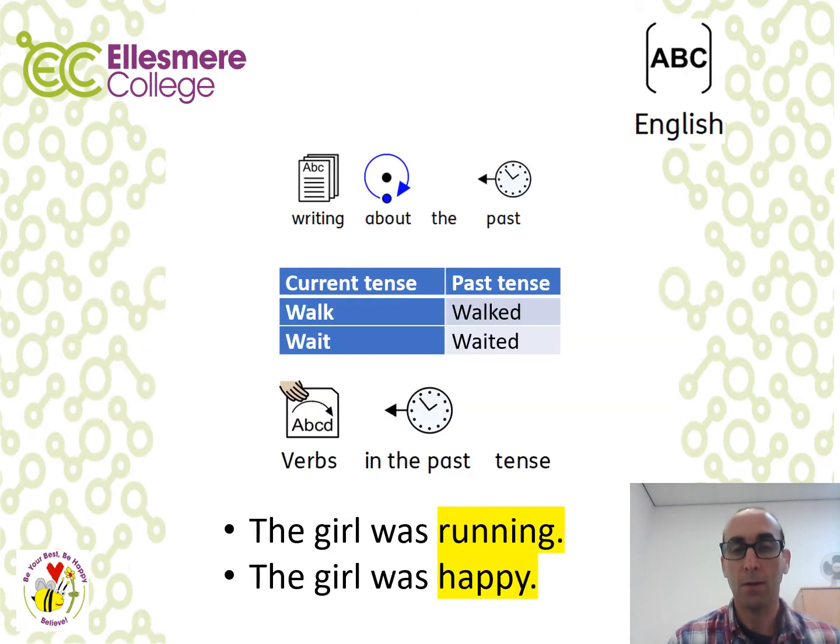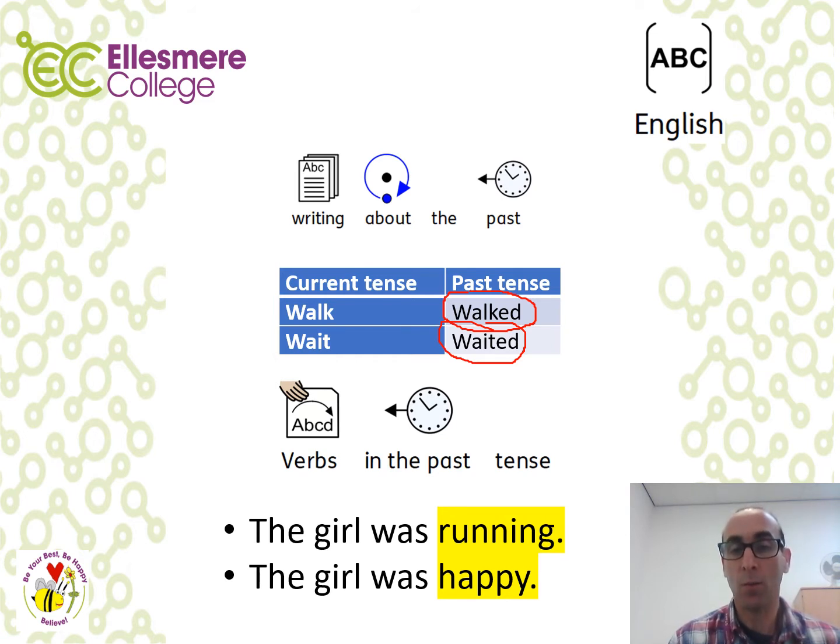In the first lesson, we'll be writing in the past tense. So we'll need to be thinking carefully about some of the words that we use. So the current tense of walk, when we turn it into the past tense, is walked, and the current tense of wait, when we turn it into the past tense, is waited. There's opportunities in the worksheets to practice changing from current to past tense.